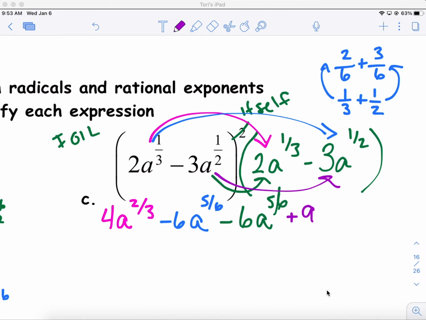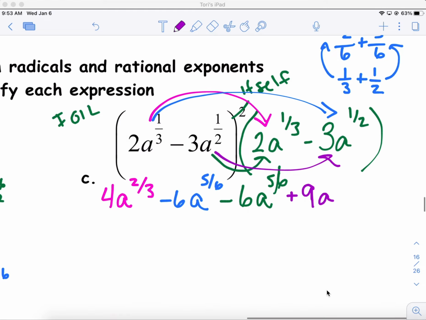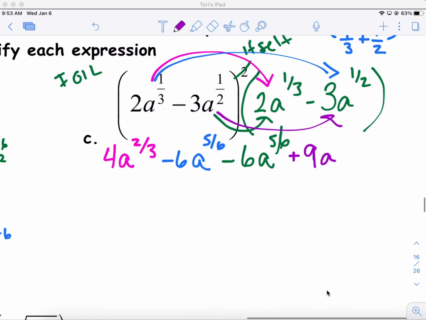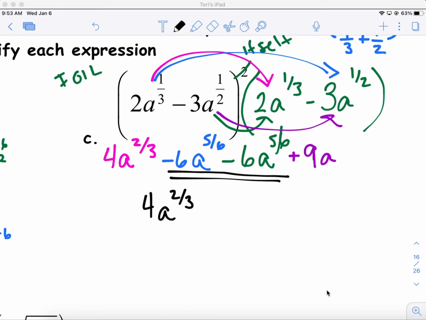So we just have negative 9a with 1 as his exponent. Okay. Remember, you cannot combine unless they are like terms. So right here, these are both a to the 5/6, which means they are fine to combine. But I'm going to end up with 4a to the 2/3. Negative 6 is negative 12. Exponents do not change. You are just combining.